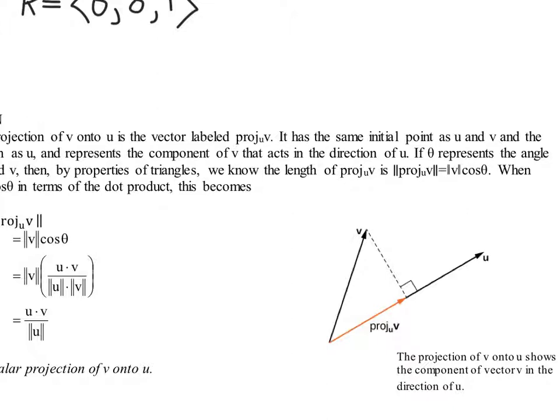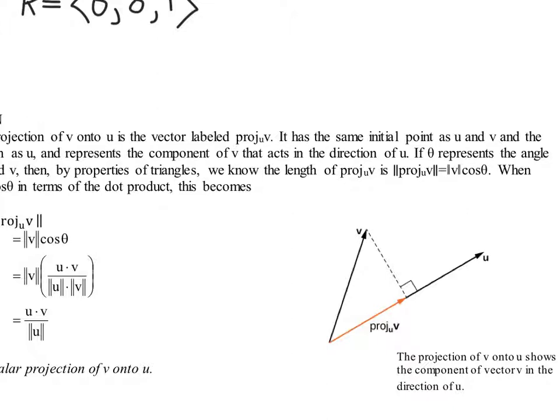This is the vector projection of v onto u. It has the same initial point as u and v, and the same direction as u, and represents the component of v that acts in the direction of u. There's a lot of words here, but I'll get into the specifics in a minute. If theta is the angle between them, that's the important piece. By properties of triangles, by an entire course of geometry, we know that this is a true sentence. Maybe some of us do, but do we really? We'll find out in a minute.